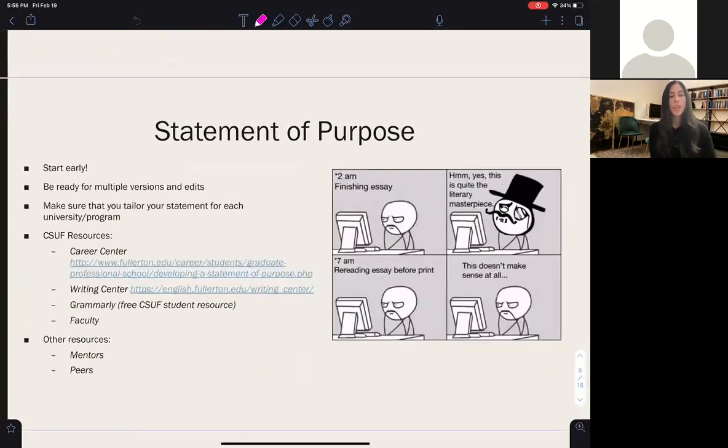But the idea here is just get it done and use the resources that you have, like Vanessa as an ECS career specialist, and all of these CSUF resources, use them. Okay.